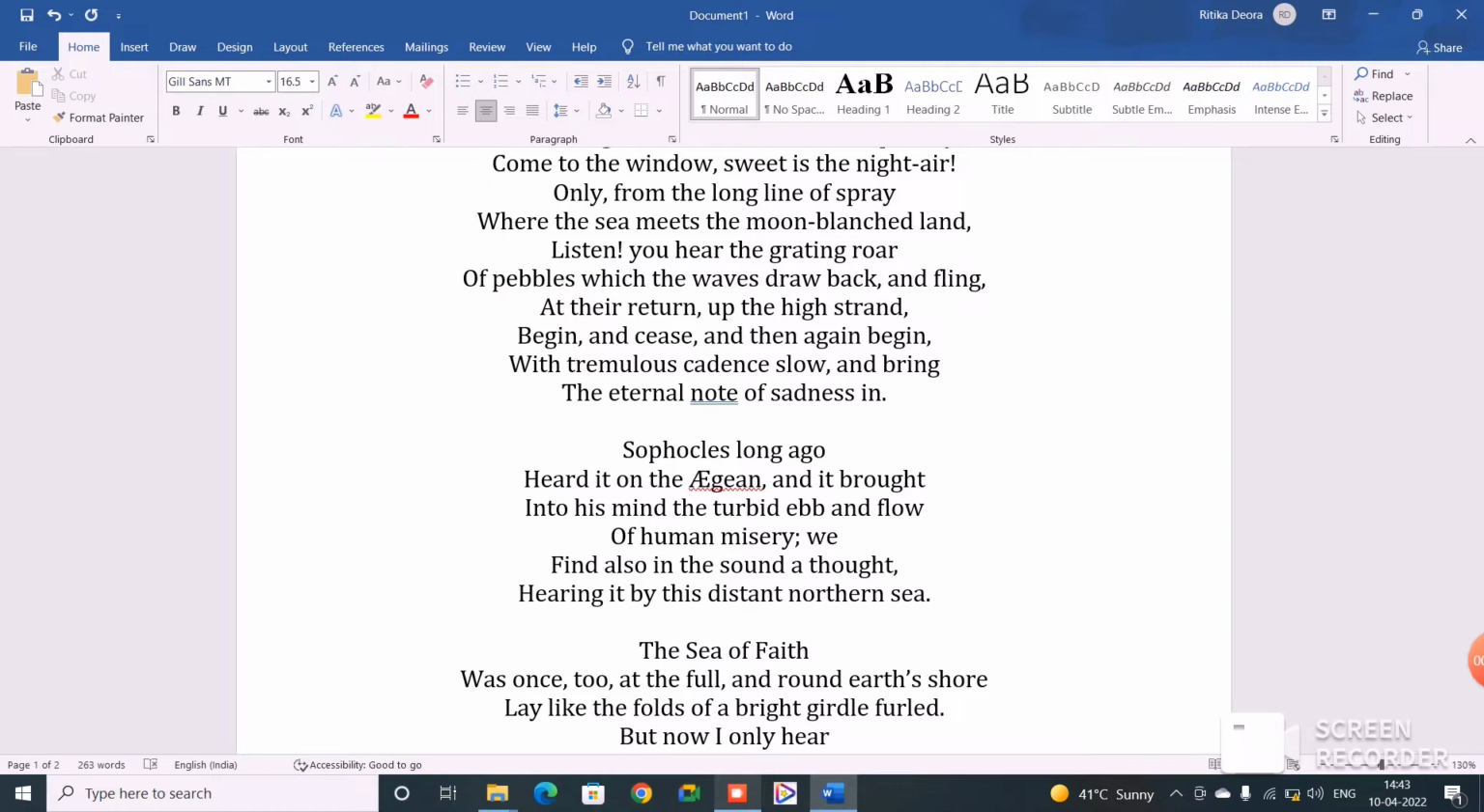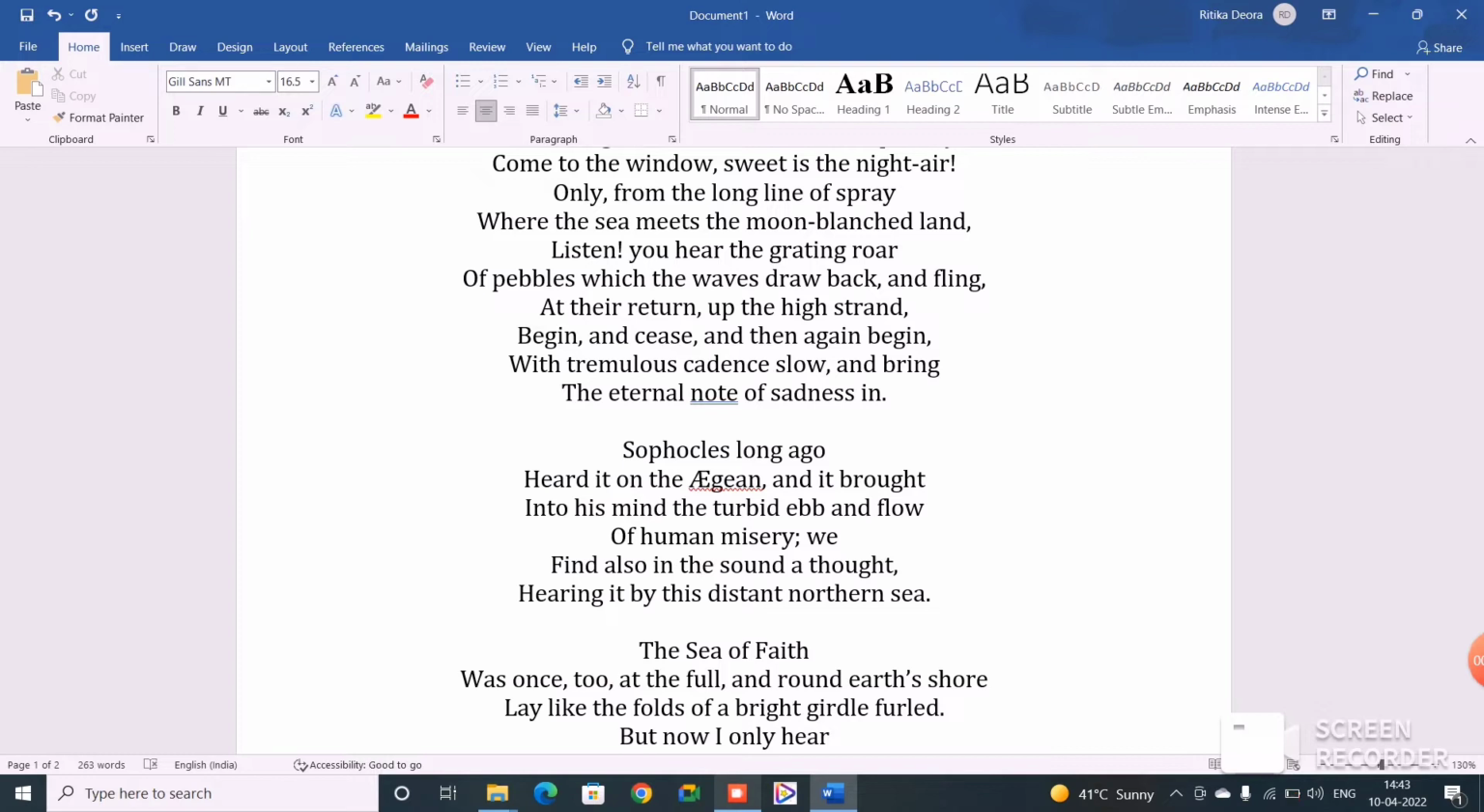Now let's look at the second stanza. Sophocles long ago heard it on the Aegean, and it brought into his mind the turbid ebb and flow of human misery. So first of all, who is this Sophocles? Sophocles is a Greek playwright who is very famous and known for tragedies, a famous tragedian, a tragedy writer, and he is very well known for understanding human sorrow and human misery, because most of his tragedies are based on human misery and human sorrow.